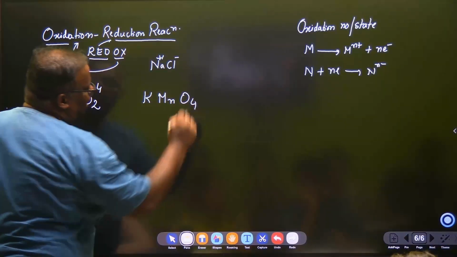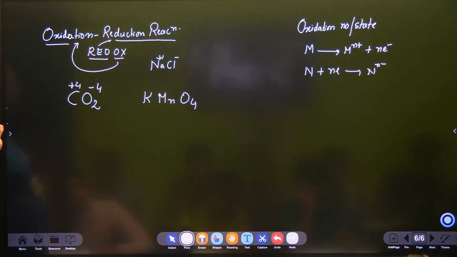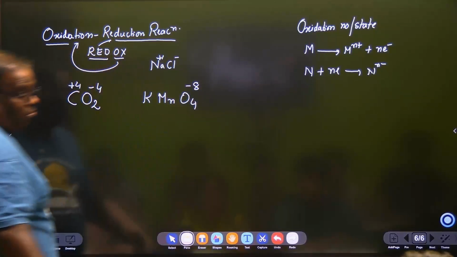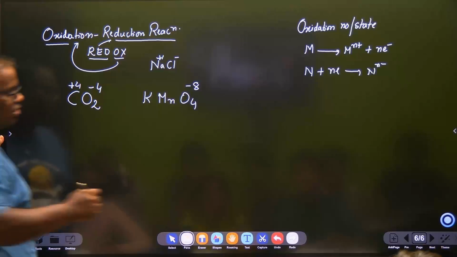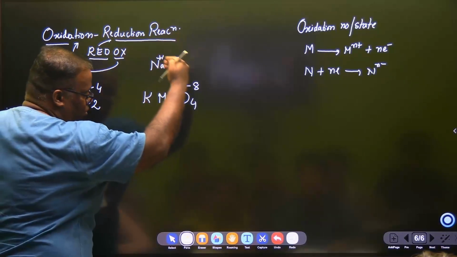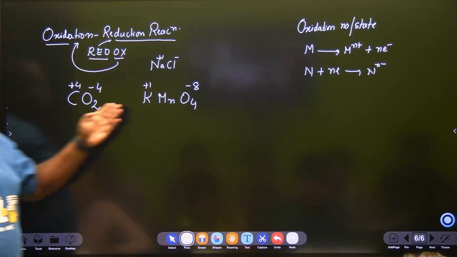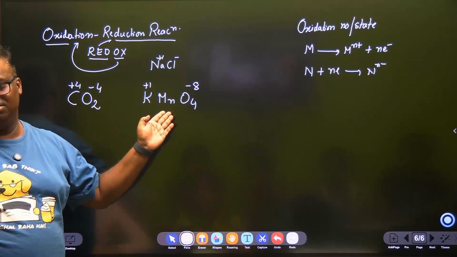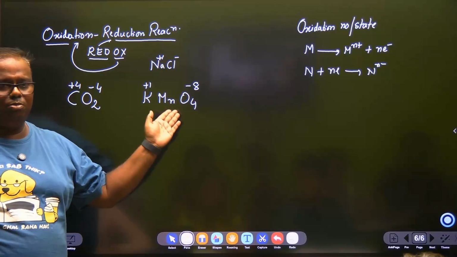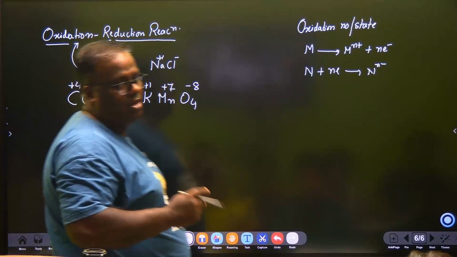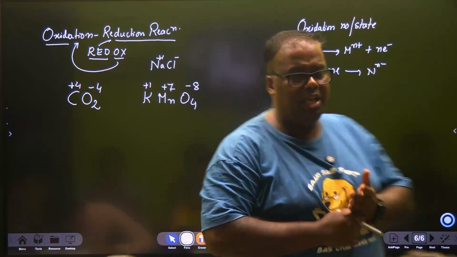Let's make life a little bit more complicated. Potassium permanganate, KMnO4. What is the oxidation state of oxygen? -2. So how much is oxygen contributing? -8. Potassium belongs to the first group: lithium, sodium, potassium. So potassium is +1. Can you now say what will be manganese? +7. Only then it will be 0. So the oxidation state of manganese is +7. Is it understood? Let's check one more.